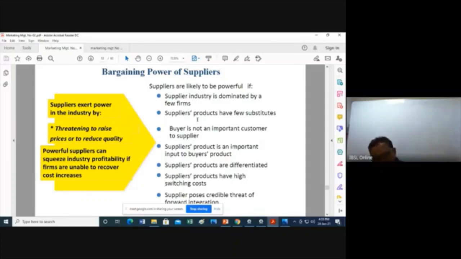But Five Forces model talks about bargaining power of suppliers for the other industries as well. Say for a particular industry, supplier will be very powerful in a business. If the supplier industry is dominated by a few firms, there are not many suppliers, Porter said, because the buyer cannot choose from many since there are limited number of suppliers. So supply power is definitely very high. The supplier products have few substitutes.